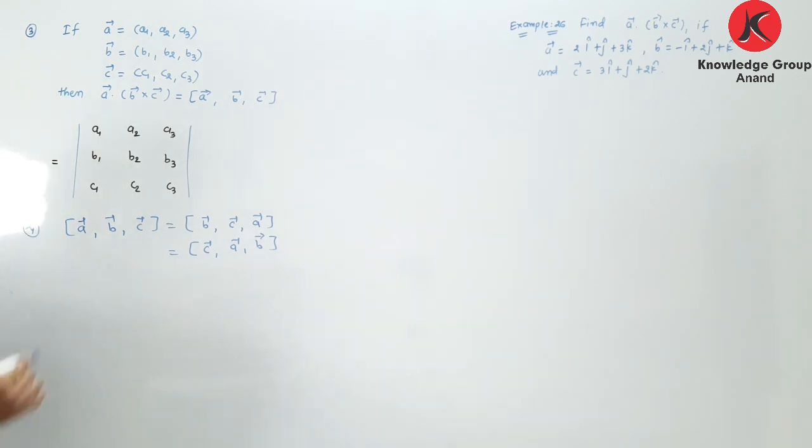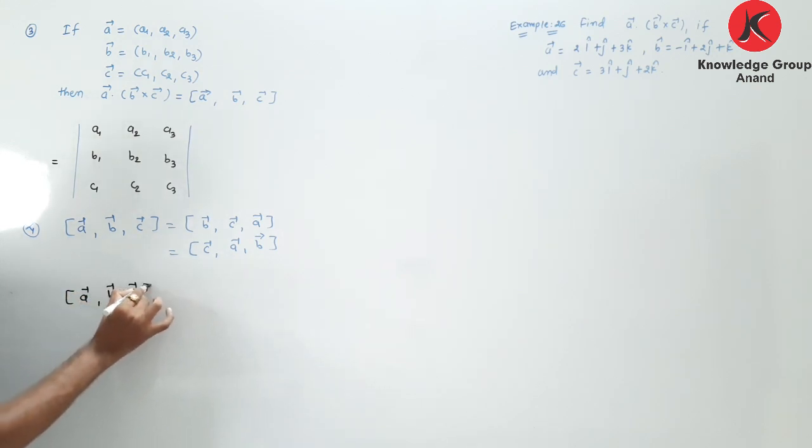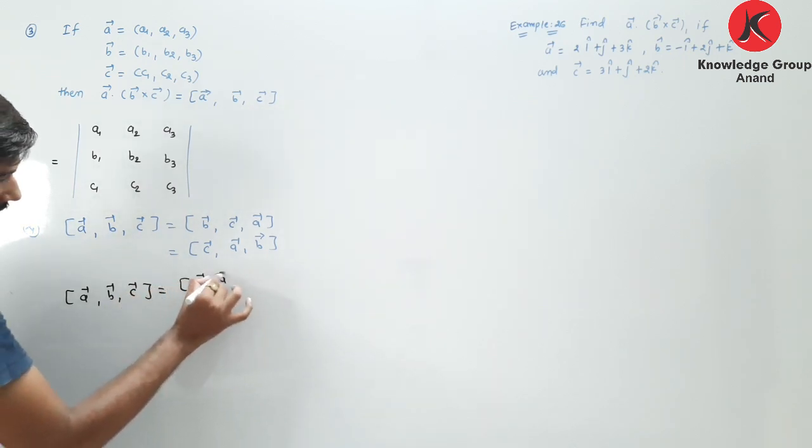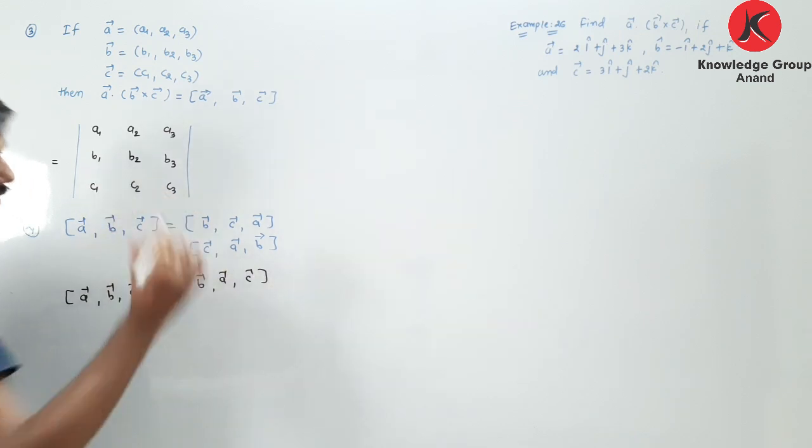If we want to write [a bar, b bar, c bar] like this, but if you write a bar, b bar and c bar in a different order, suppose b bar, a bar and c bar, then it is wrong.